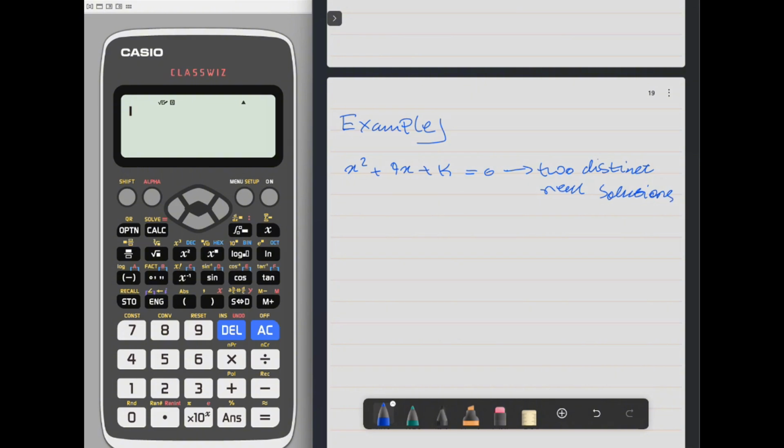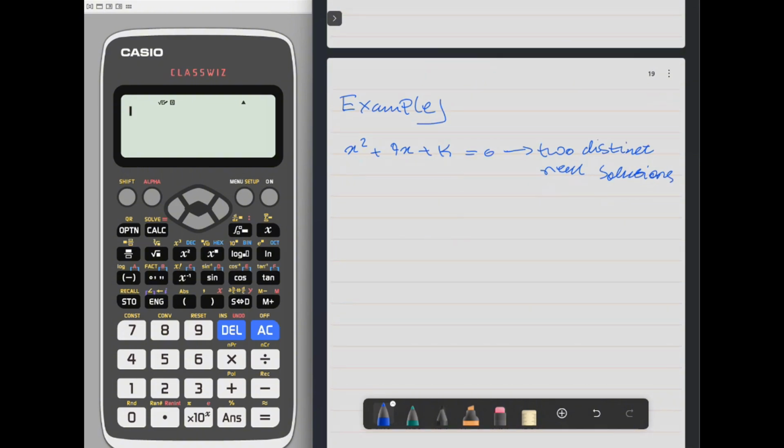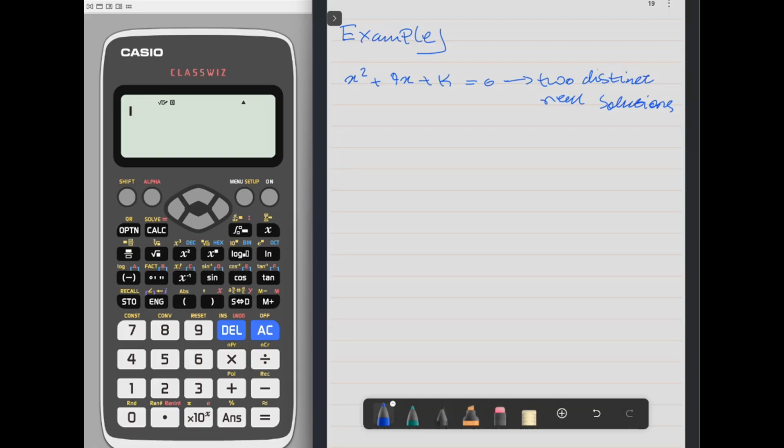Guys, when you are given two distinct real solutions, it means the discriminant is greater than 0. If you were given that it has one real solution, then you knew that b squared minus 4ac is going to be equal to 0. And if it had given you that this has no real solution, then you knew that b squared minus 4ac was less than 0. So in this case, we have two distinct real solutions, so b squared minus 4ac is going to be greater than 0.